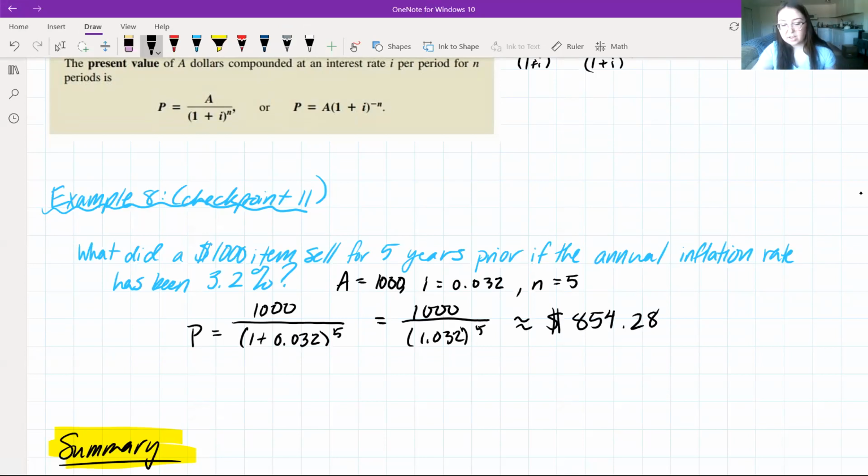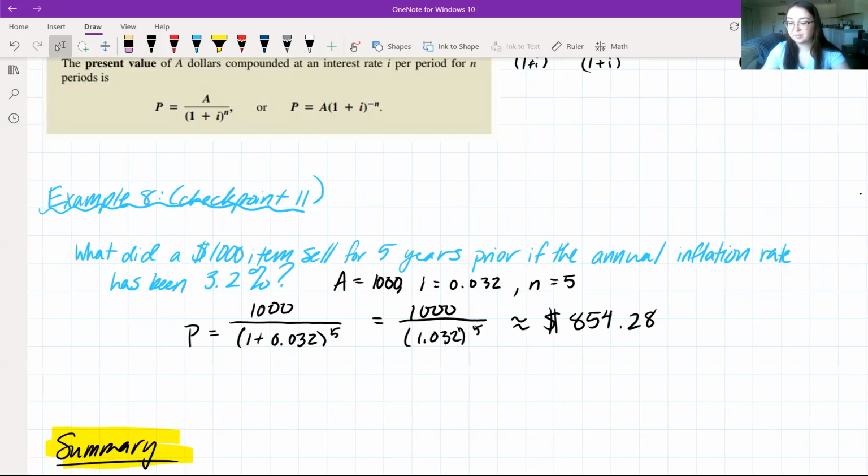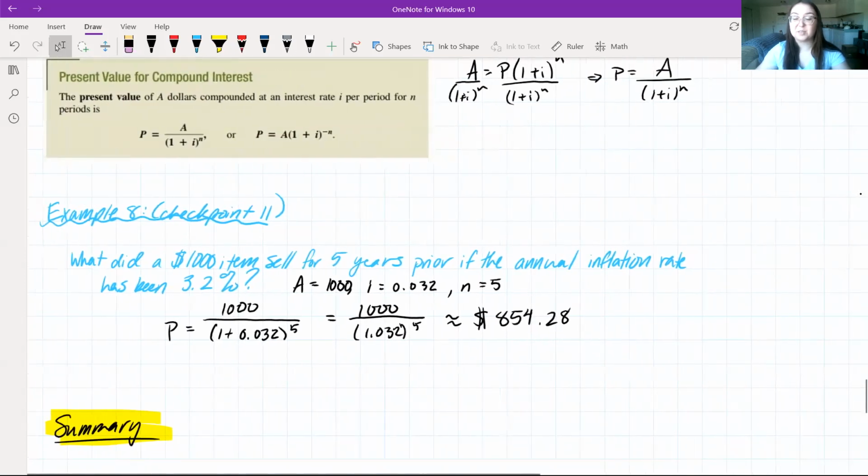$854.28. So this means that a $1,000 item in 5 years prior will sell for $854.28. So we see that in just 5 years, our value of this item is going up about $150. So it's definitely important to check out those inflation rates.